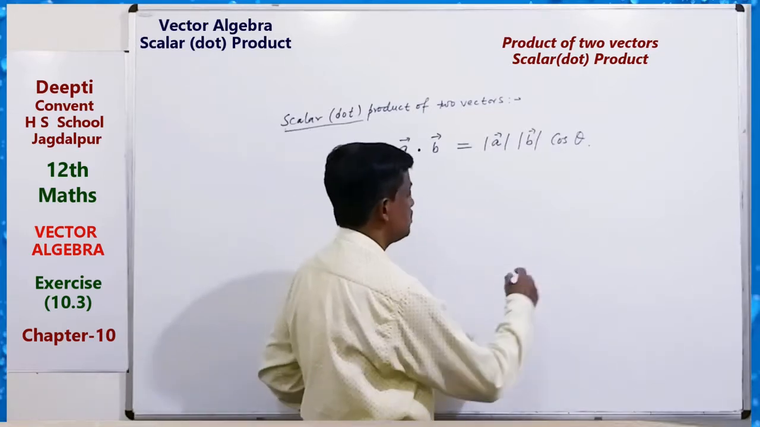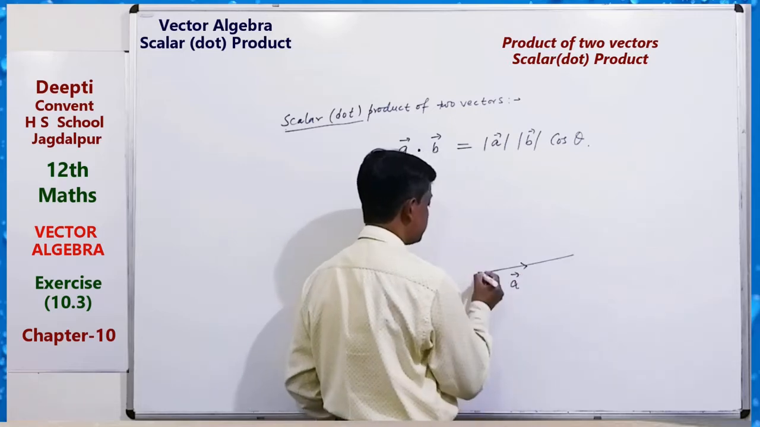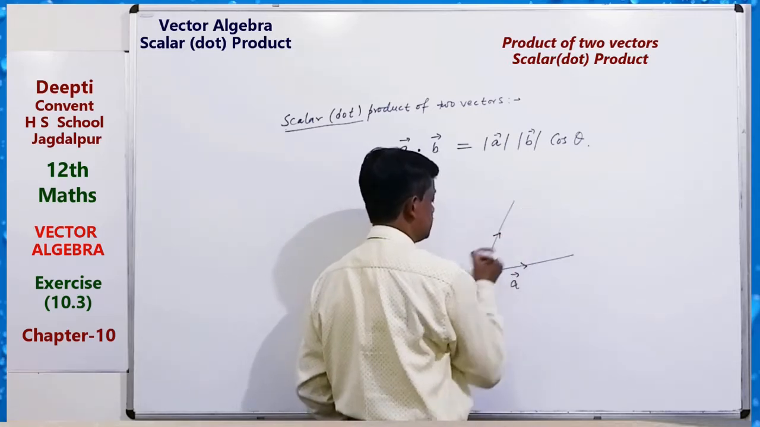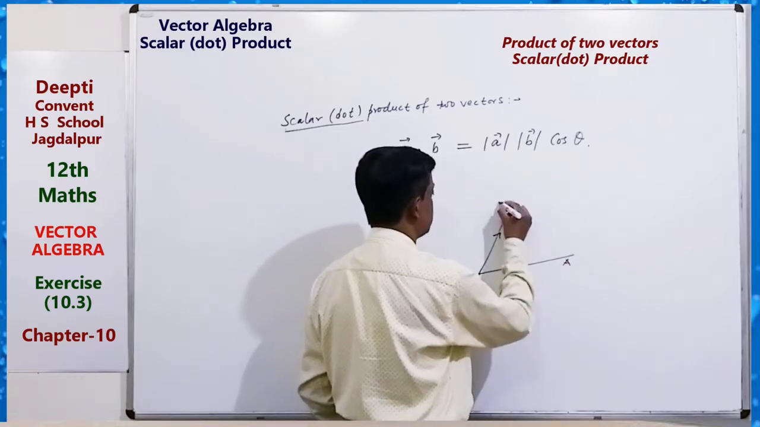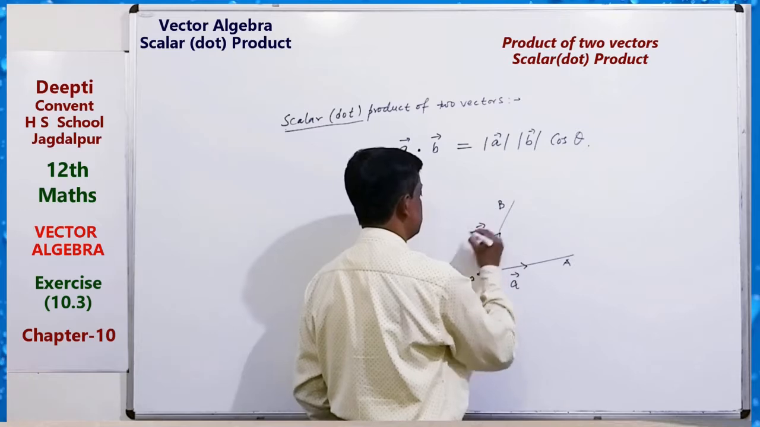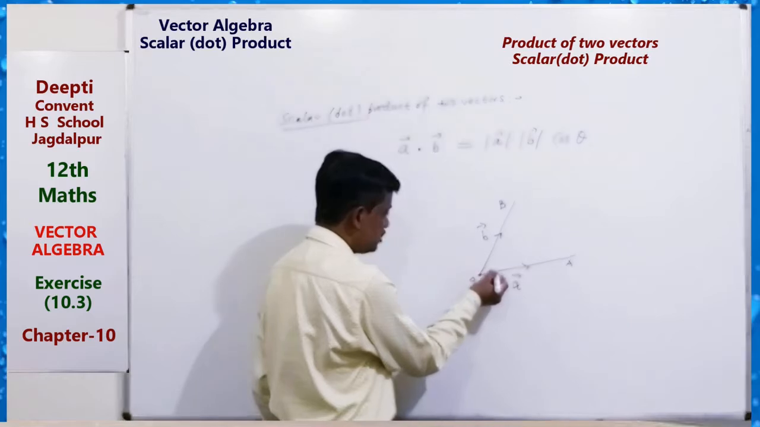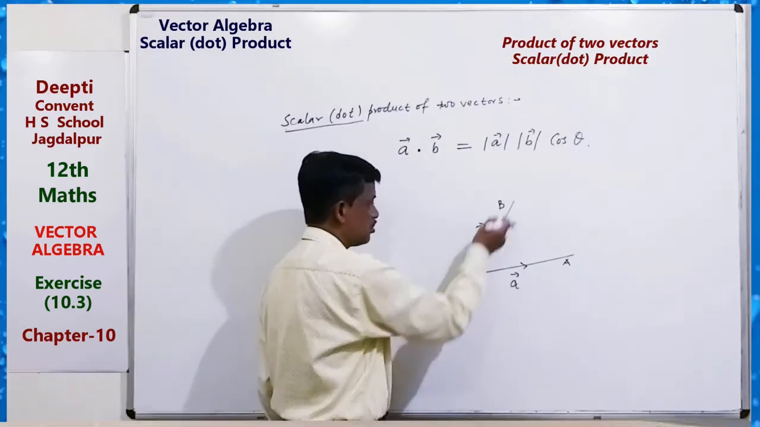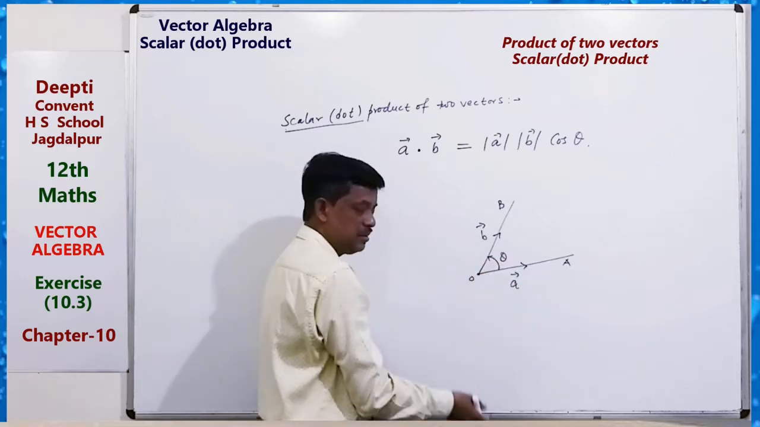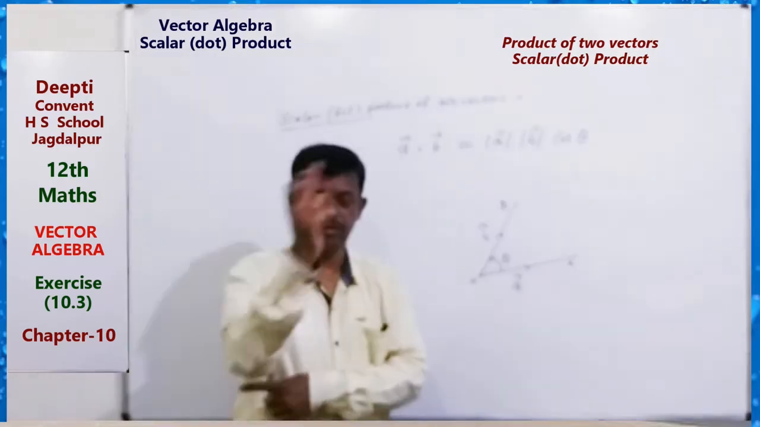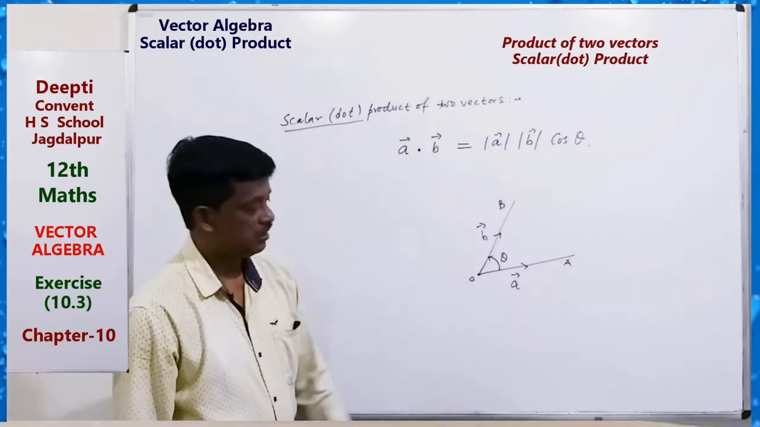Suppose we have a vector A like this, and another free vector drawn from here. This is the initial point. OA is a vector, OB is another vector, vector B. This is the direction of vector A, this is the direction of vector B. Then the angle between these two vectors is theta in the anti-clockwise direction. Clockwise direction is this. Theta is the angle.